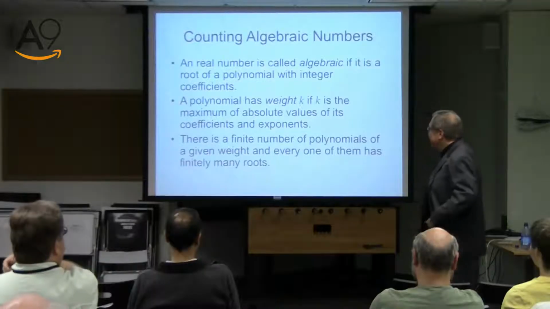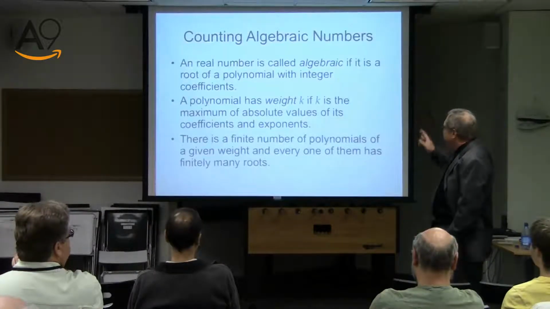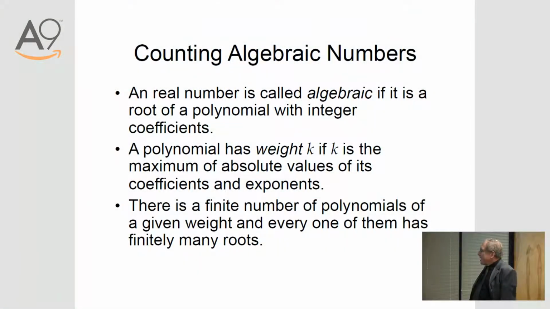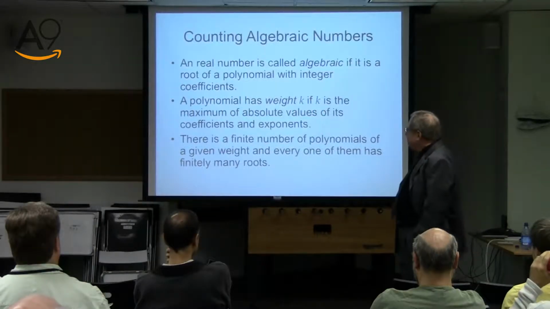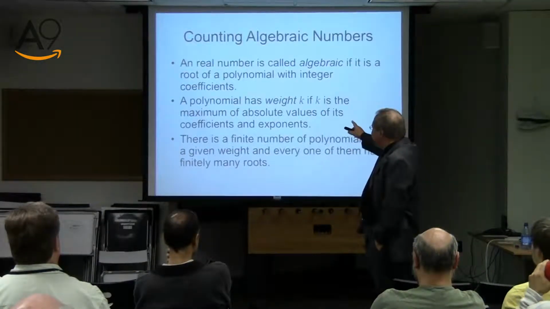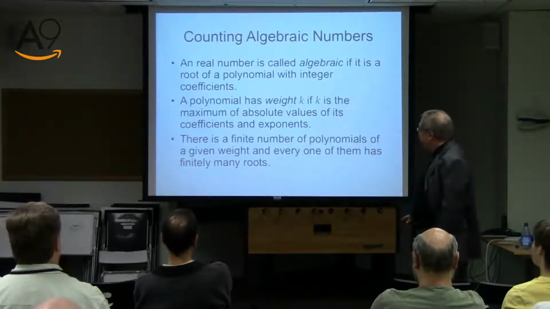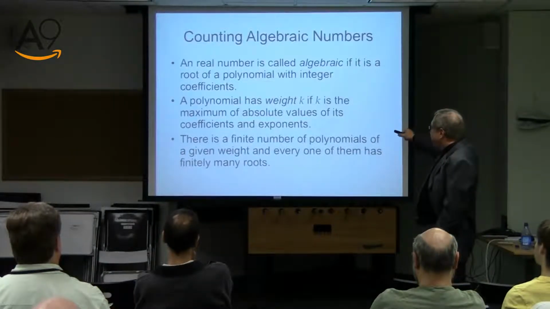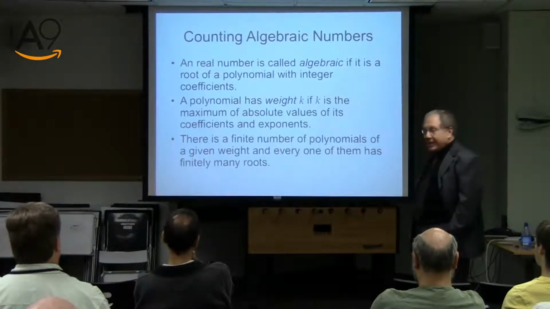So let us look, first of all, let's define algebraic number. An algebraic number is a root of a polynomial with integer coefficients. x squared minus 2 is equal to 0. Right? Therefore, square root of 2 is an algebraic number. Right? Now, we define that a polynomial has weight k if k is the maximum of the absolute value of its coefficients and exponents.